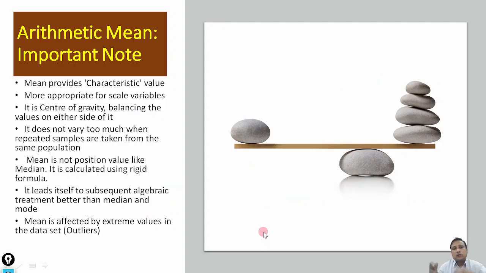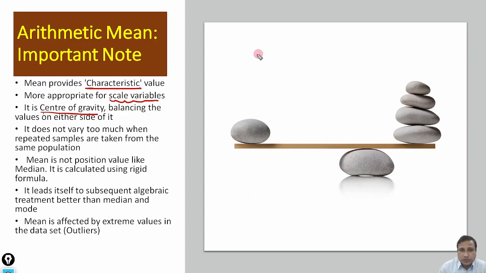Now let me take you to the concluding part. Mean provides a characteristic value and is more appropriate for a scale variable. Arithmetic mean is more appropriate for the scale variable, as we have already seen. It is a center of gravity, balancing the values on either side of it. It does not vary too much when repeated samples are taken from the same population.